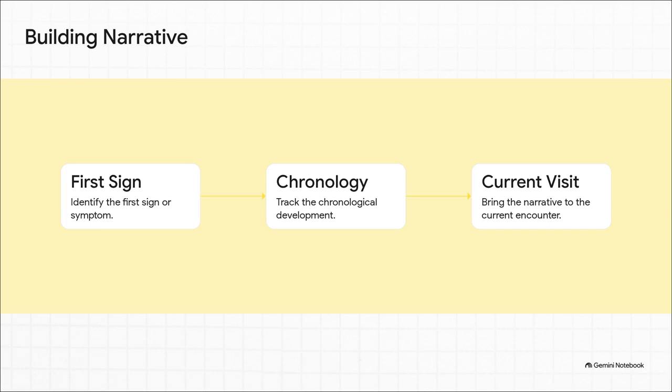You start at step 1 with the very first sign or symptom the patient experienced related to this problem. Then, in step 2, you track the chronological development. Did it get worse? Did the pain migrate? Did they try taking over-the-counter medications? Finally, step 3 brings us right up to the current encounter. Why today? Why now? Following these steps ensures anyone reading your note can perfectly track the evolution of the disease process from start to finish.